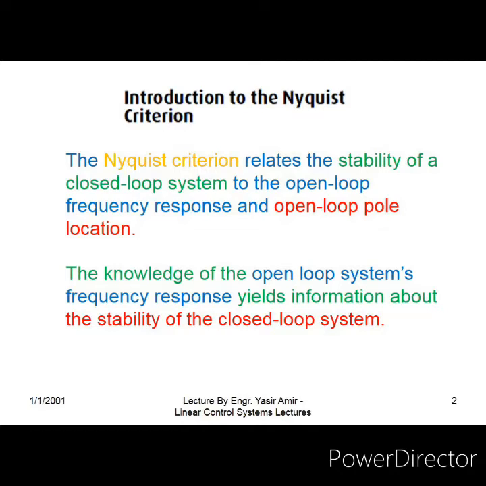The second thing is that by virtue of the Nyquist criterion, the knowledge of the open loop system's frequency response gives us the information about the stability of the closed loop system. That is something very elegant, very useful. Using the information that we get from GH, we'll try to find out the stability of G upon 1 plus GH. We are basically concerned about the closed loop transfer function.